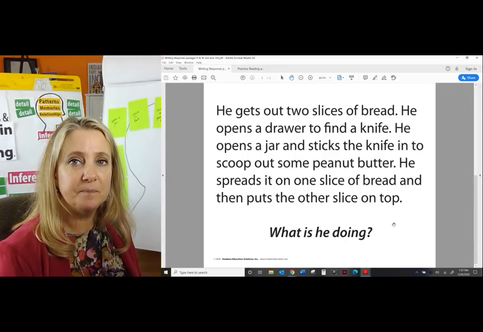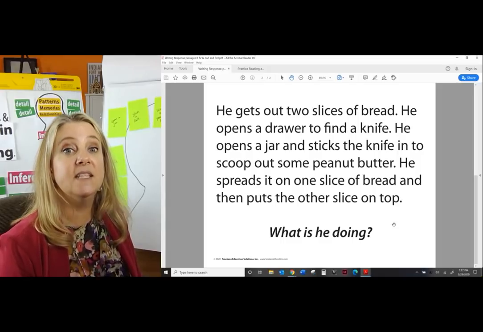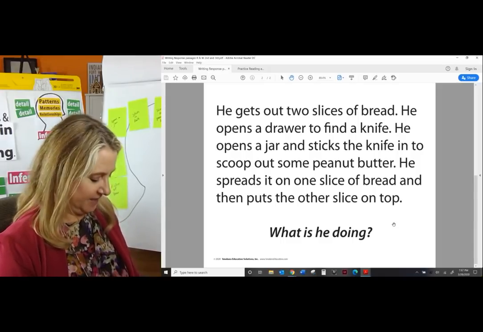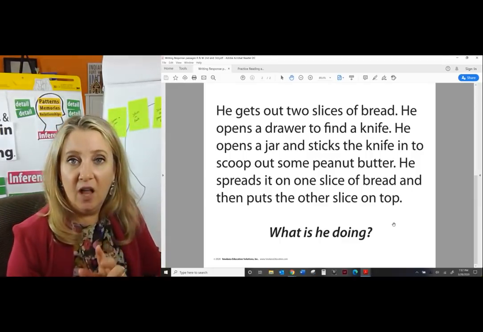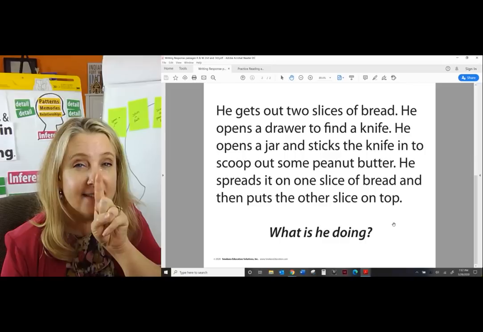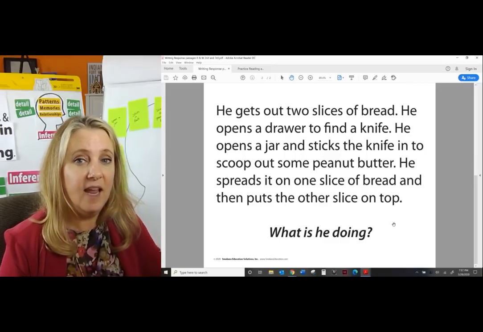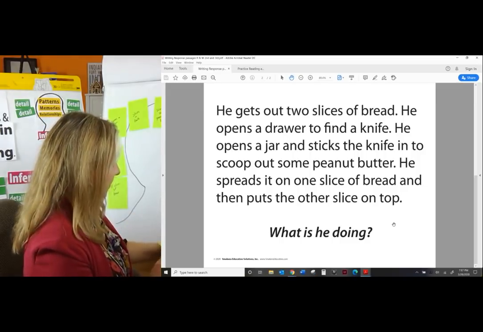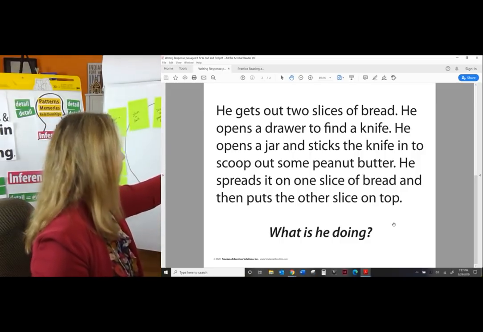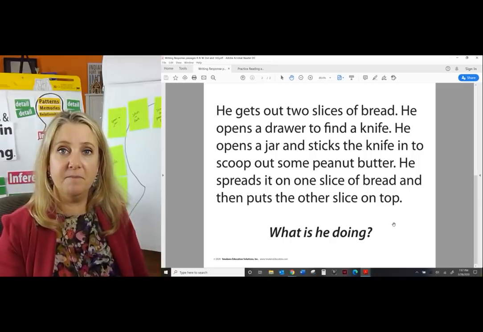Then what's he do? He spreads it. Spreads the peanut butter. Where? On just one slice. That's what he does. And then what's he do? He puts the other slice on top. And that just finishes it off, right?